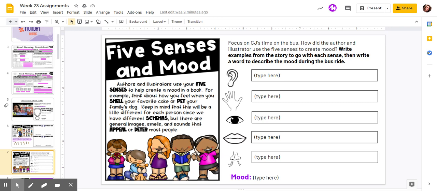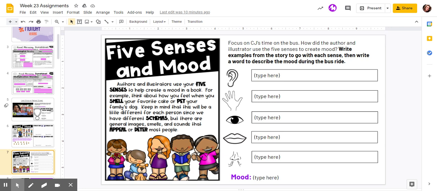So you're going to focus on CJ's time on the bus. How did the author and illustrator use the 5 senses to create mood? Write examples from the story to go with each sense. Then write a word to describe the mood during the bus ride. So during the bus ride, what was something that CJ or Nana heard? Something he would have felt. If you've ever been on a bus before, like a school bus or any kind of bus, what could be felt? Or what is something that a character in the story felt? What's something CJ or Nana or another character that was riding the bus saw? What kind of taste do you think he was experiencing?